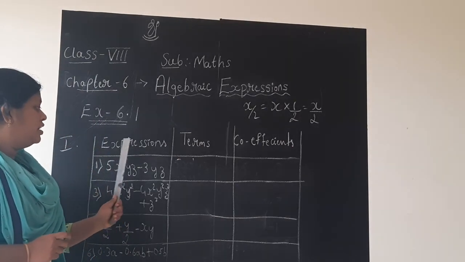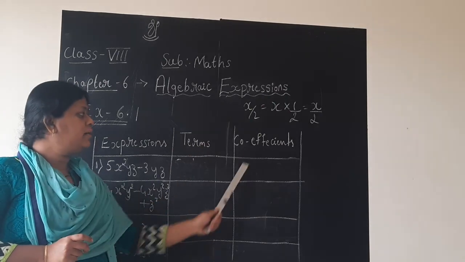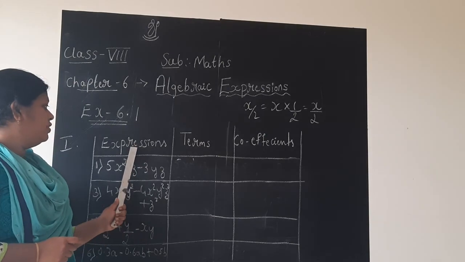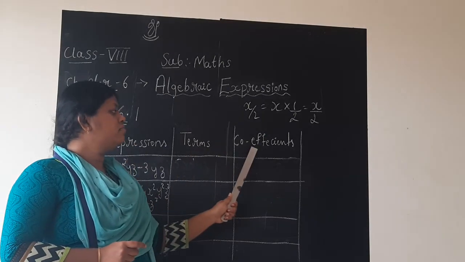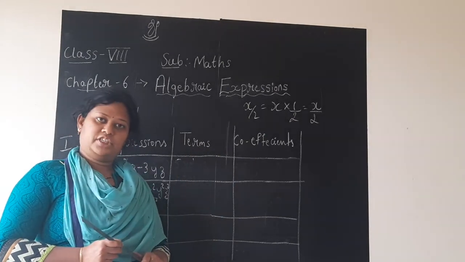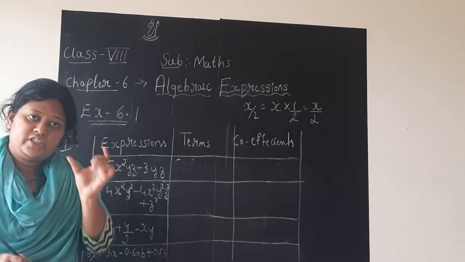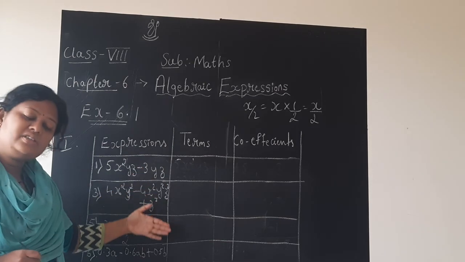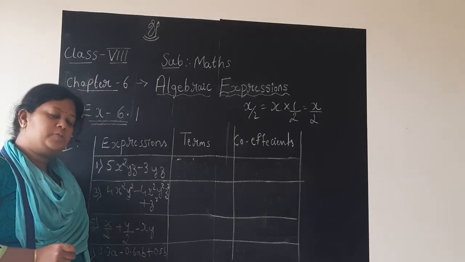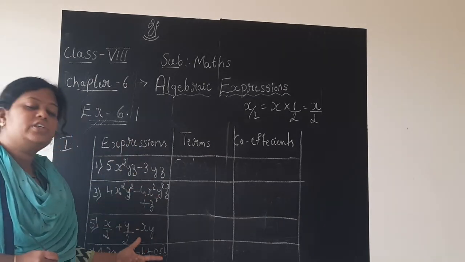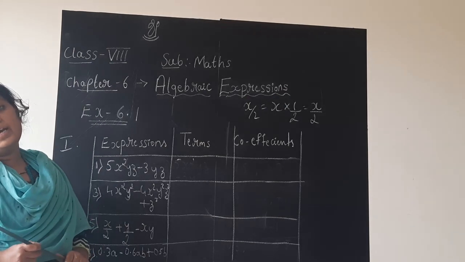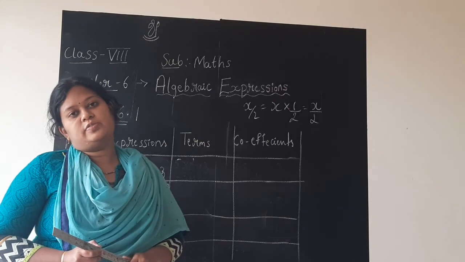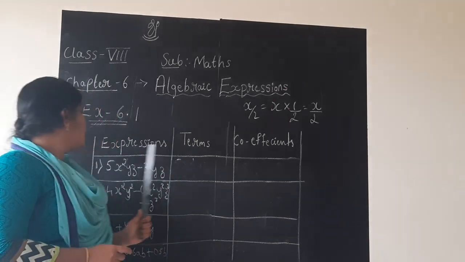For the first main, as you see on the board, the same type of columns I want you all to make in the classwork. First column will be expressions, second will be terms, and third will be the coefficients. The given questions, the first sum itself, the first, second, third, fourth, like this, are nothing but the algebraic expressions. So we can write the questions directly under the column expressions. Next you have the terms and coefficients which we need to fill now.